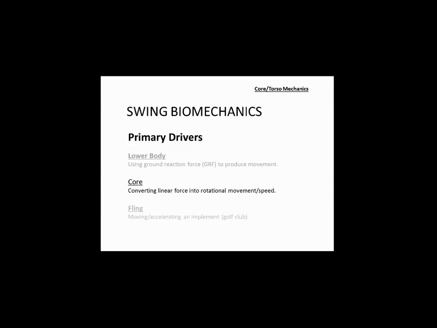Next week we're going to talk about the upper extremity, and that is our fling movement, accelerating the arms and accelerating the back into the impact zone as a function of lower body power and core conversion.